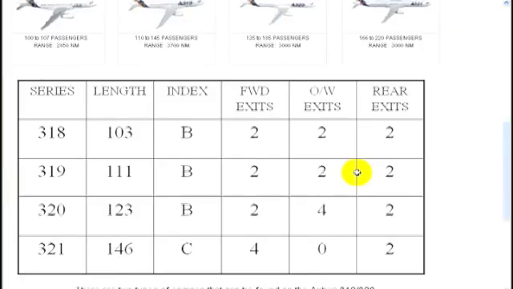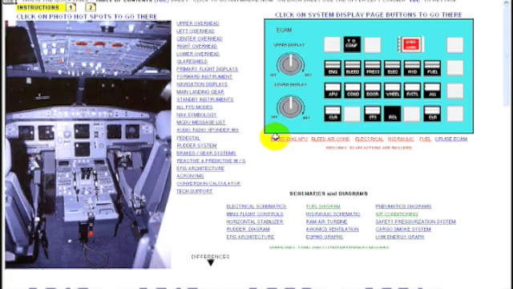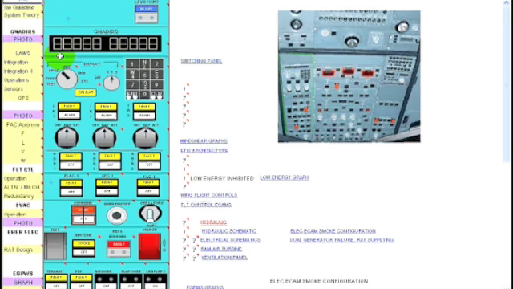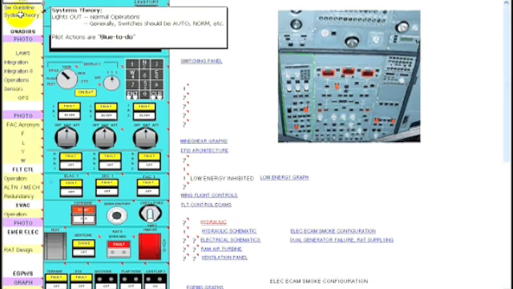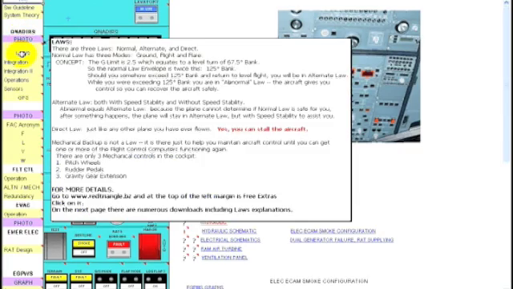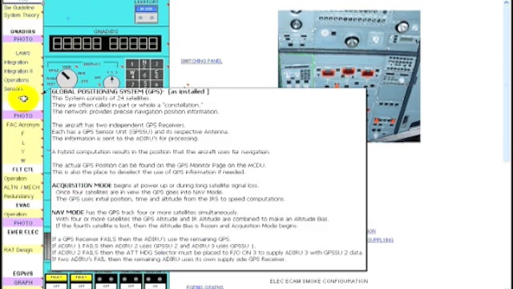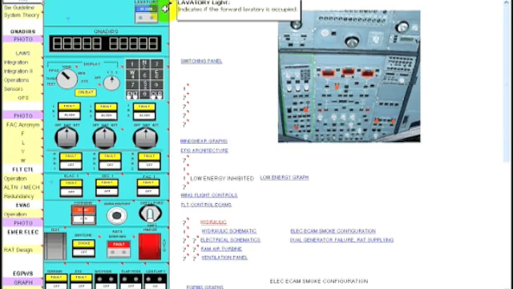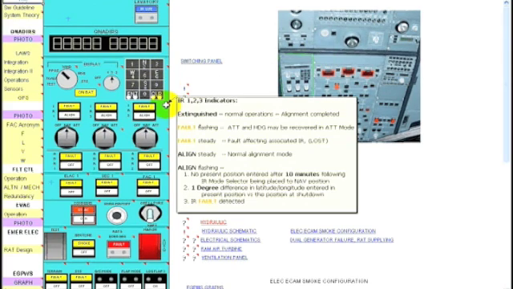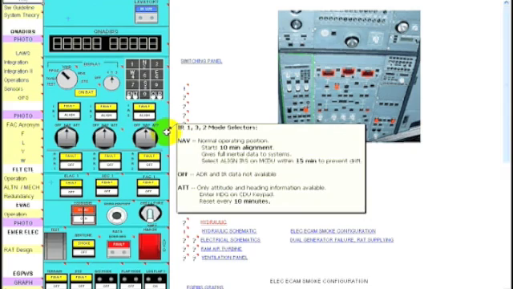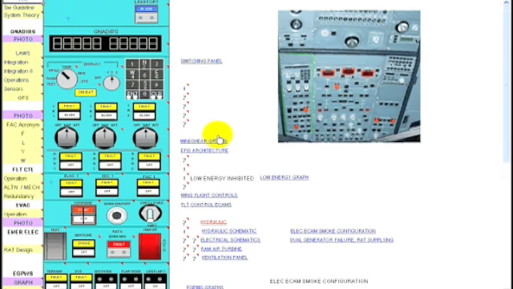And we have differences. Clicking on the left overhead panel, along the left side are pop-ups that explain the associated systems. Every light switch has a red triangle with a pop-up that explains why the light comes on and what the switch does. And there are links to all the associated synoptics, schematics, and diagrams.